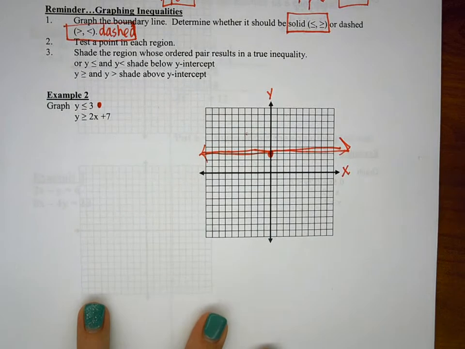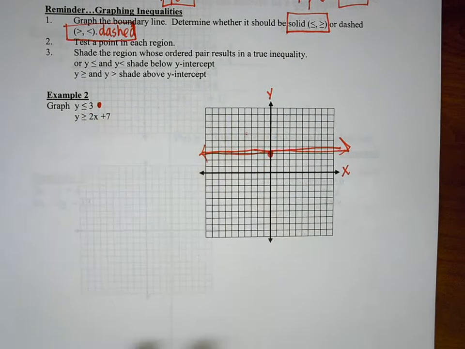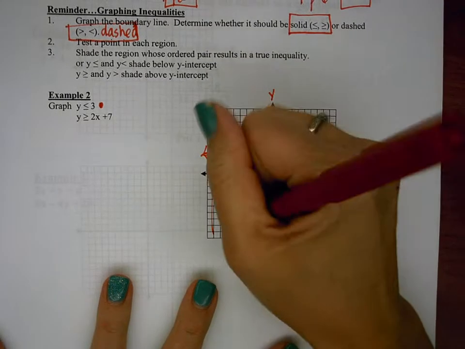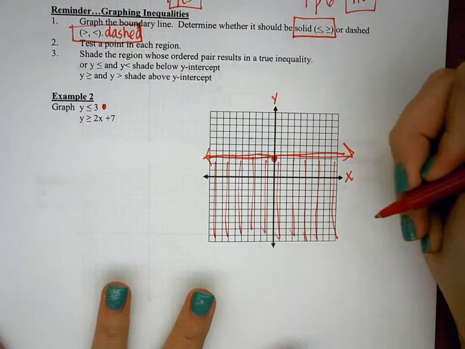And then shading. This is saying y is less than or equal to 3. Which way does less than shade? Down. If you think about it, smaller numbers are down, right? So we shade down. Are we okay with me not testing a point? Yeah? Okay.